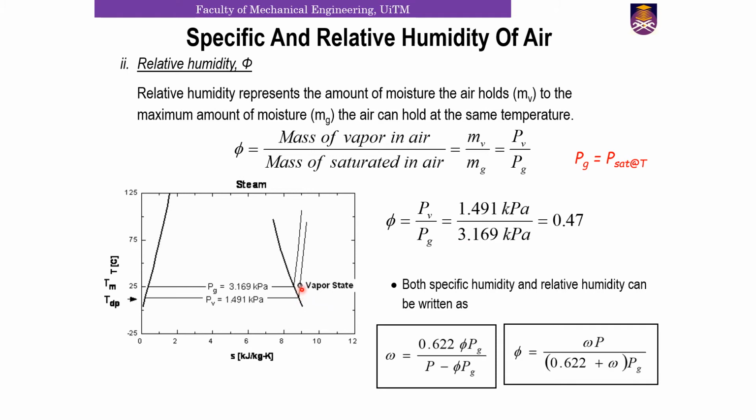Now, a point to note here: both specific humidity and relative humidity can be written as shown in this formula and also in this formula. So they are interconnected. If you want to find your specific humidity based on the relative humidity given to you, you can use this formula. And if you want to find relative humidity based on the specific humidity given, then you can use this formula. Bear in mind, Pg is nothing but your saturation pressure at the given temperature. We will see in the examples later on how to use these formulas to calculate your saturation pressure and also your vapor pressure as shown in the formulas here.